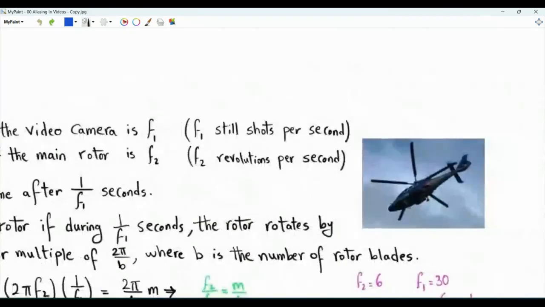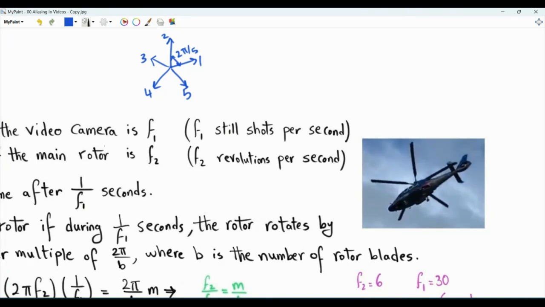Let's take a specific example in which we have 5 blades. So at one shot, this is what the rotor looks like, and here the assumption will be that the blades are uniformly spaced over the disc. So this angle here is 2 pi over 5. Let's number the blades 1, 2, 3, 4, and 5. Then after 1 over F1 seconds, that's the inter-frame time, it's the time between two successive frames by the video camera.